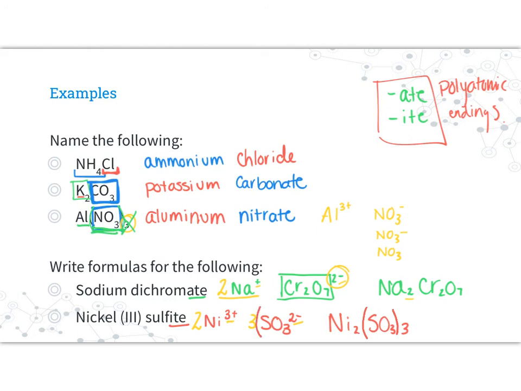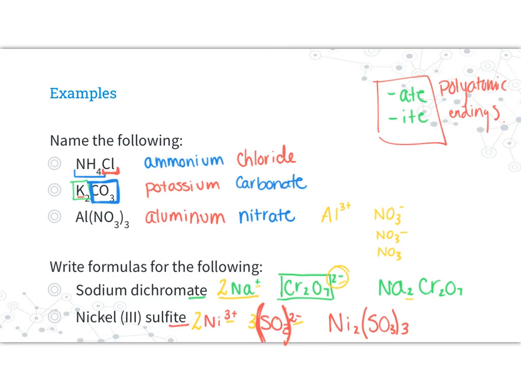So if I need 3 of a polyatomic or multiple of a polyatomic, I put them in brackets. And that's what we saw up here with aluminum nitrate. We see the nitrate in a bracket with a 3 outside.